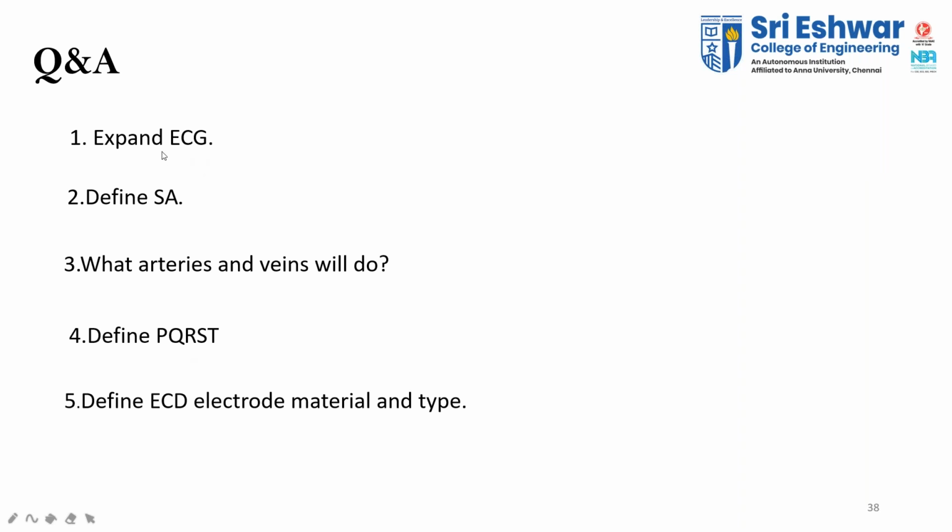Okay, right. So expand ECG: electrocardiogram. This is the sinoatrial node, which is used as a power source. Arteries and veins carry blood from and to the heart. The PQRST waveform is nothing but the ventricular depolarization and atrial repolarization that gives this PQRST waveform. And next, the ECG electrode material type is silver chloride. Sometimes we can use disposable electrodes and suction electrodes for measuring the electrocardiogram.